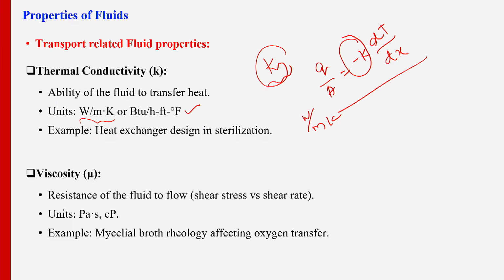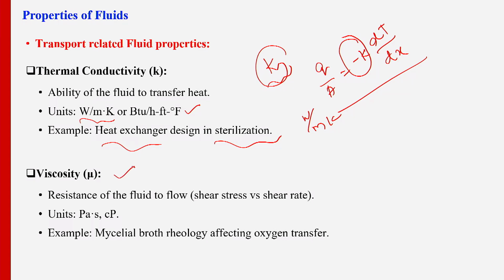We use thermal conductivity because the heat exchanger is the main equipment here. There are different types of heat exchanger, one is the double pipe heat exchanger, then the shell and tube heat exchanger, and we use them in the sterilization process. So definitely we have to use thermal conductivity there.